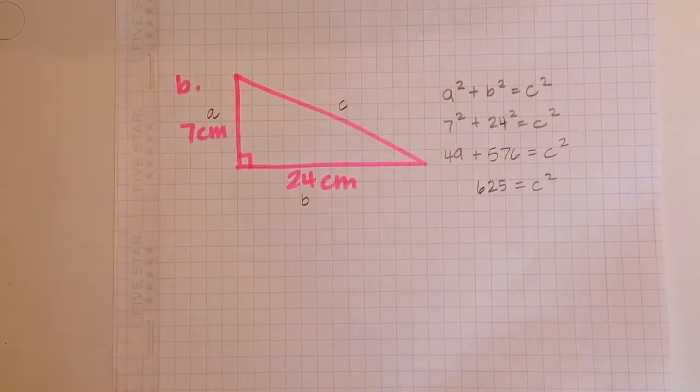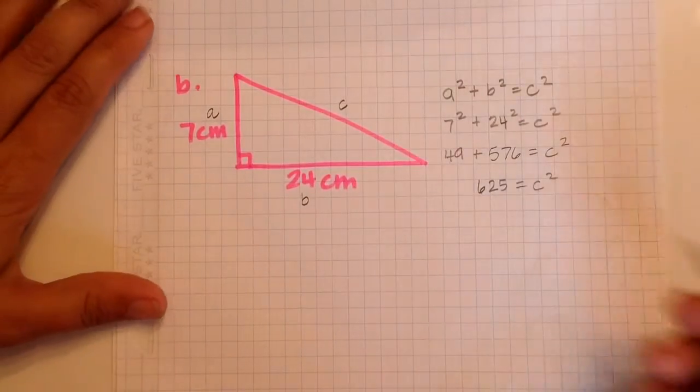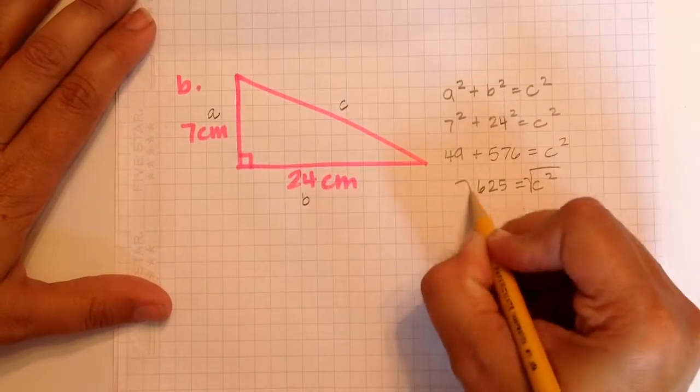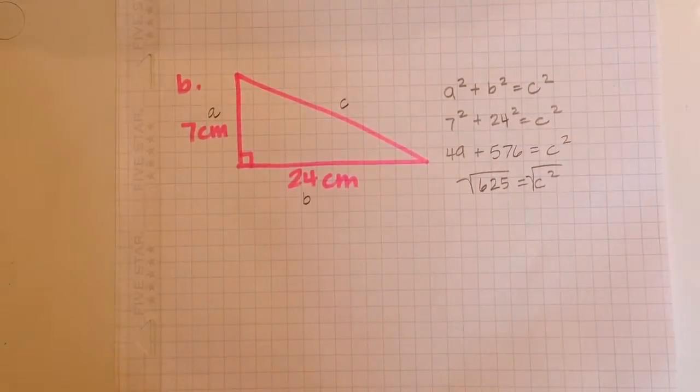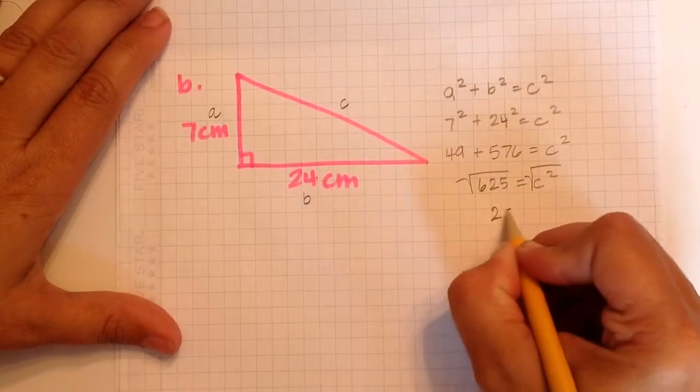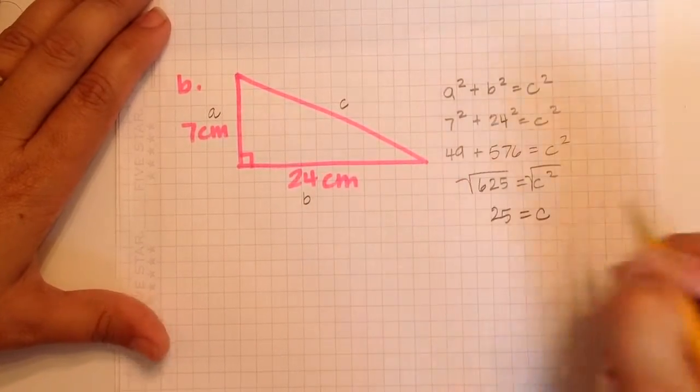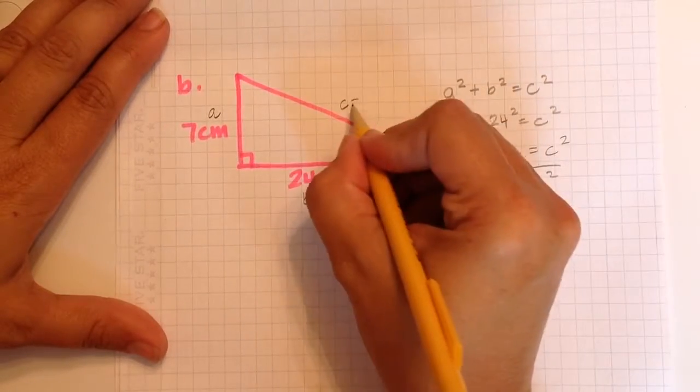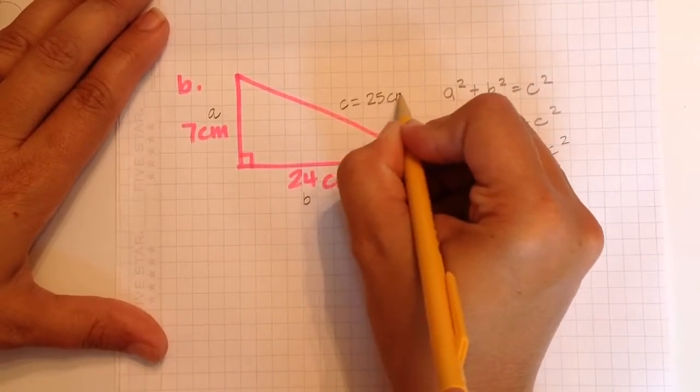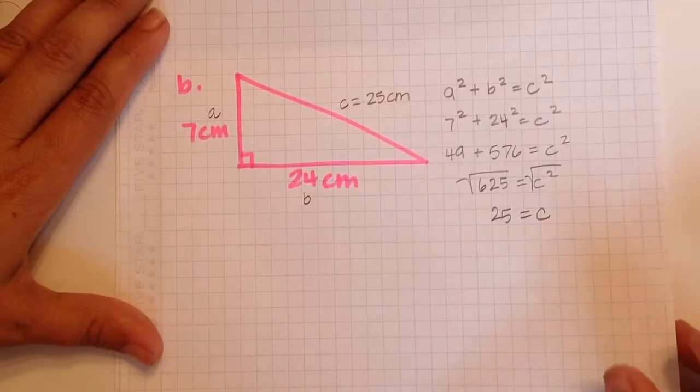Now I'm not looking for C squared, I'm looking for C, so I have to take the square root of both sides. The square root of 625 is 25. The square root of C squared is C, so C is equal to 25 centimeters.